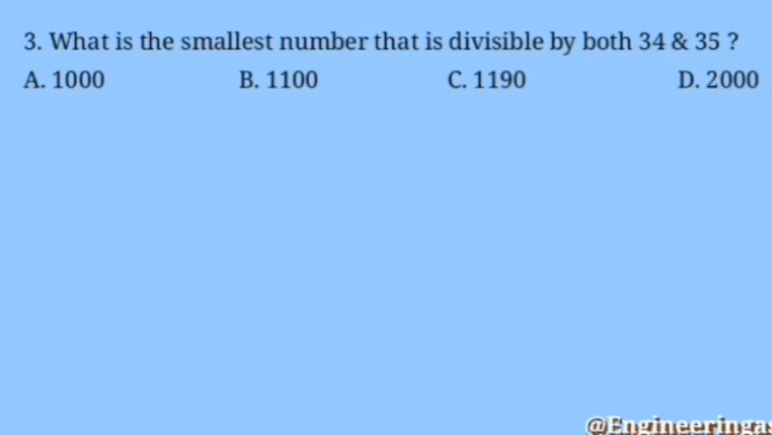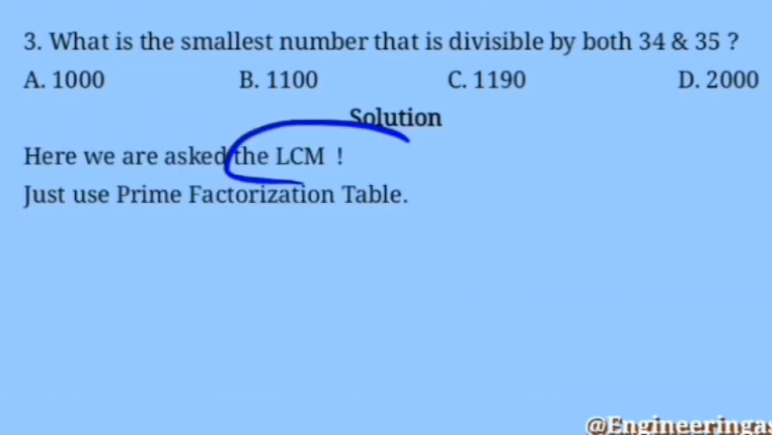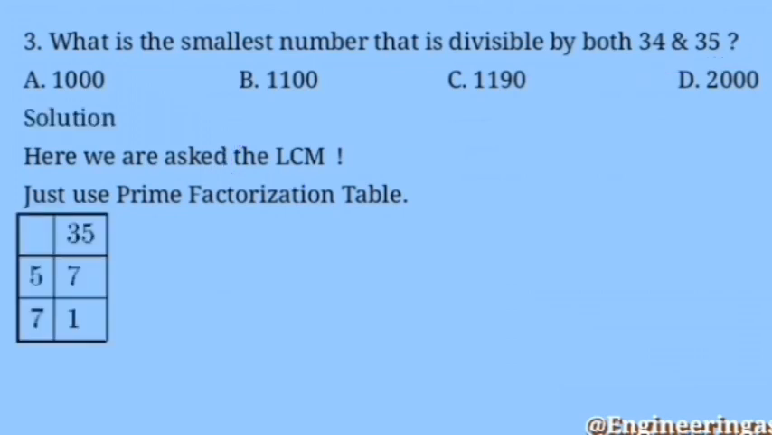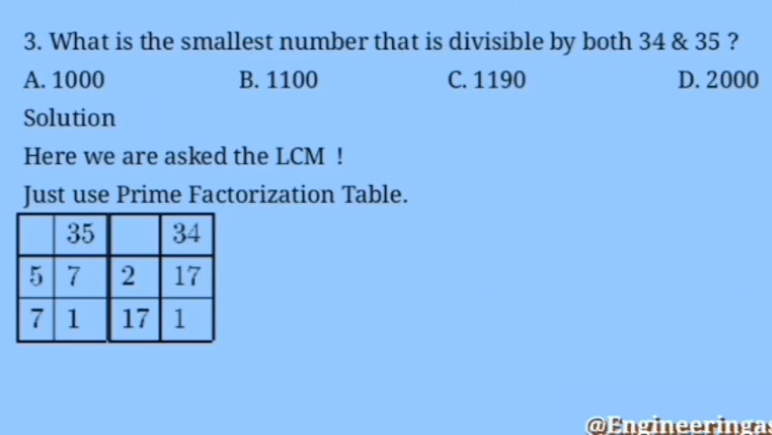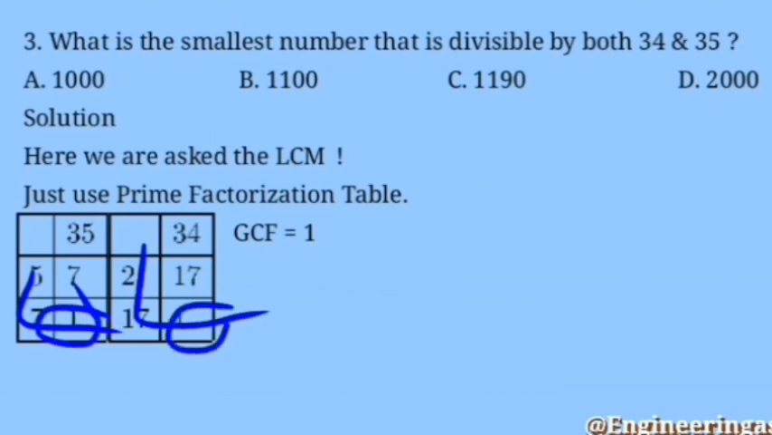The smallest number that is divisible by both 34 and 35. Here we are asked the LCM of both the numbers 34 and 35. So we need to use a prime factorization table. For 35, divided by 5 it will be 7, 7 divided by 7 it will be 1, and 34 divided by 2 will be 17, 17 divided by 17 it will be 1. So 5, 7, 1 for 35, and 34 will have 2, 17 and 1. From those, 1 is the only common factor, the greatest common factor.